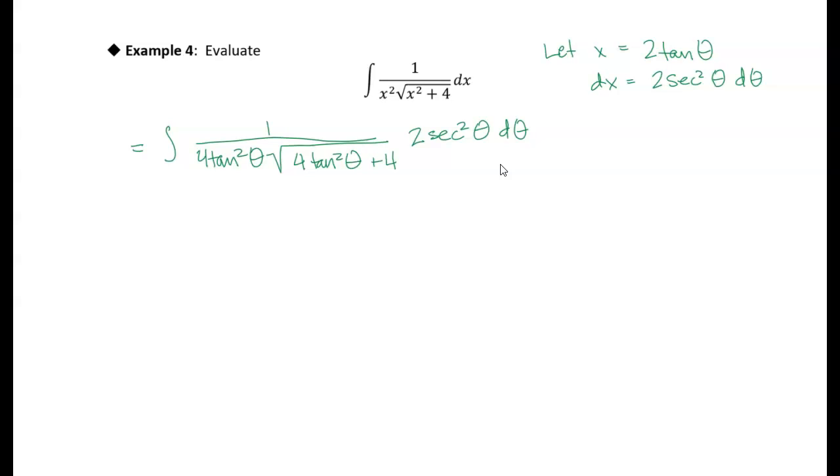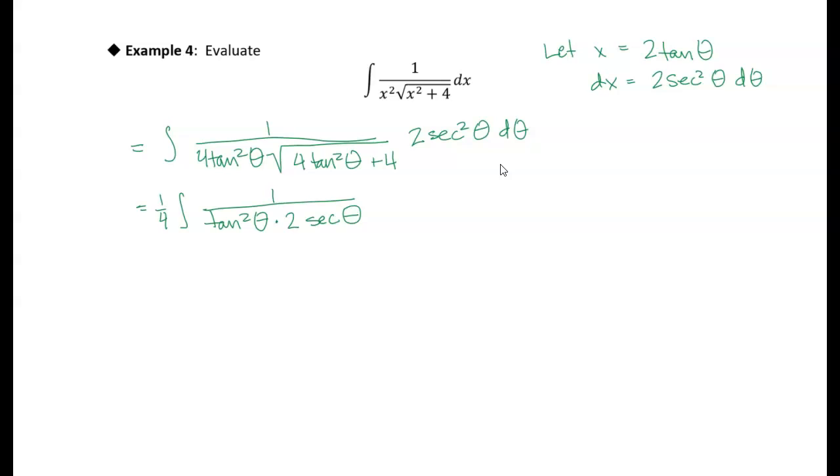All right, now let's start cleaning this thing up. First of all, I've got this 4 in the denominator, so I'm just going to pull out 1/4. And then I've got 1 over tangent squared theta, and then I can also pull out the 4 from underneath the square root. It becomes 2, and then this will be tangent squared plus 1. So tangent squared plus 1 is secant squared, right? And then the square root of secant squared is just secant. So this becomes secant of theta.